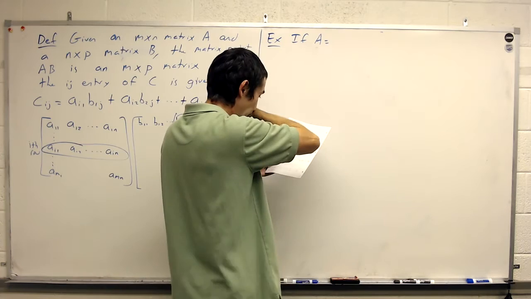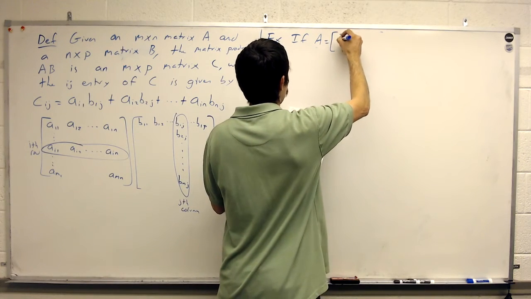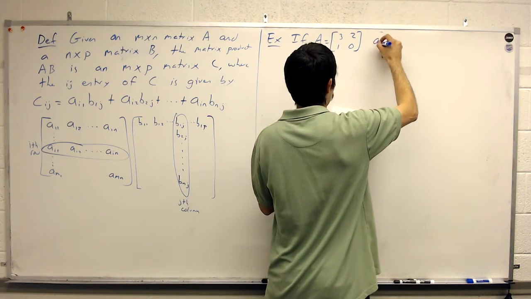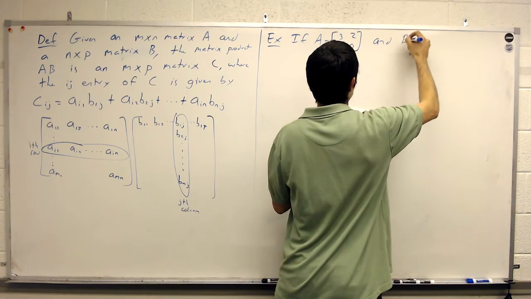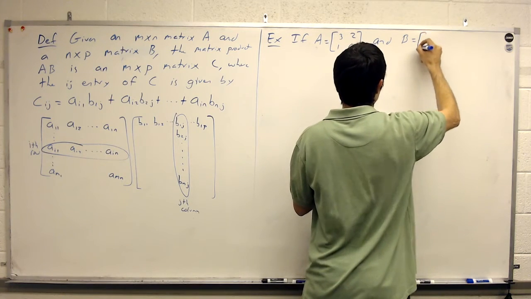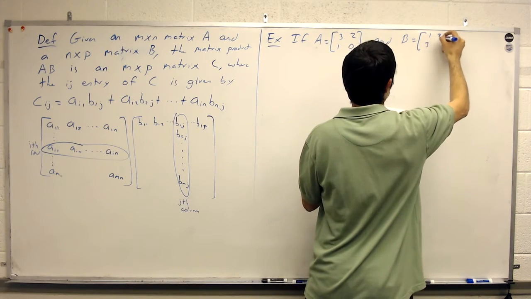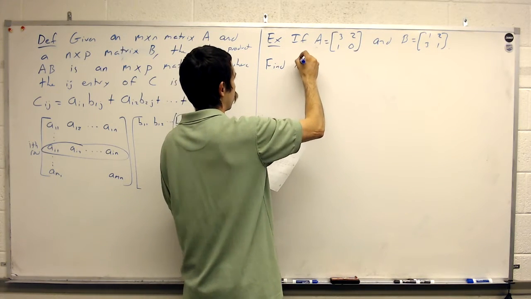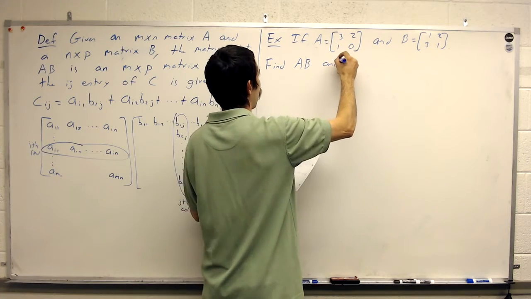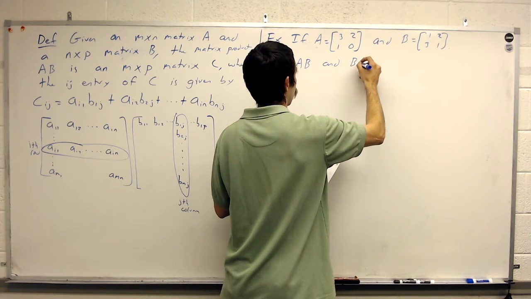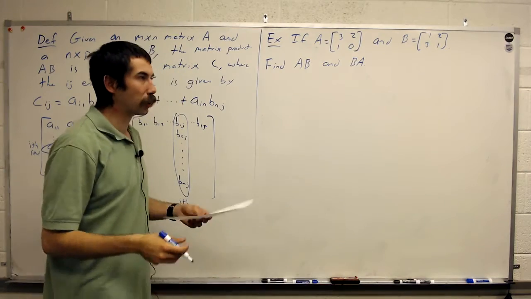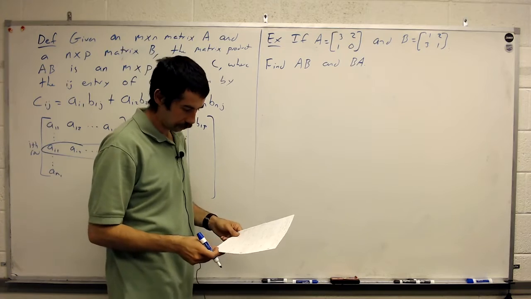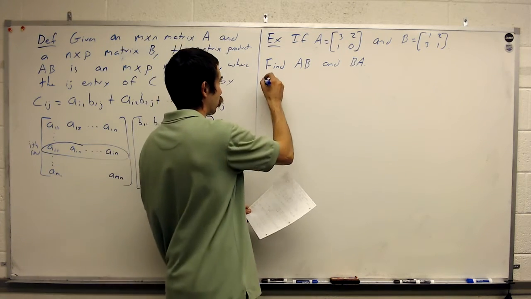So if A is the matrix 3, 1, 2, 0, and B is the matrix 1, 3, 2, 1, let's find AB. And we're going to find BA. Okay, so your whole life you've thought that multiplication, it doesn't matter what order you do it. But with matrices, it actually does matter. All right, so let's do AB first.